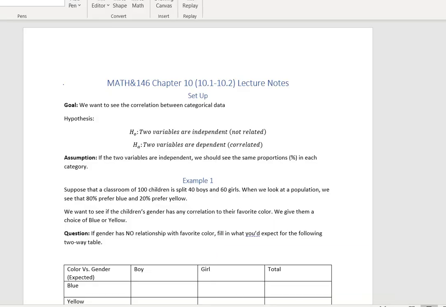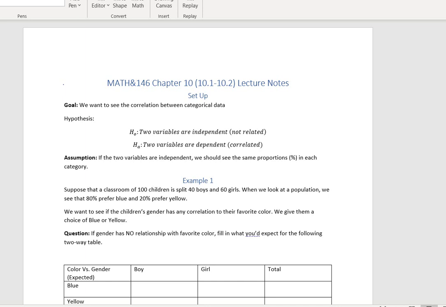Right, so for chapter 10, which we're only going to be going over 10.1 and 10.2, here's the goal: we want to see if there's any correlation between categorical data. So far in chapter 4, we looked at whether there was any correlation between numerical data. So we could use a scatter plot, things like that.